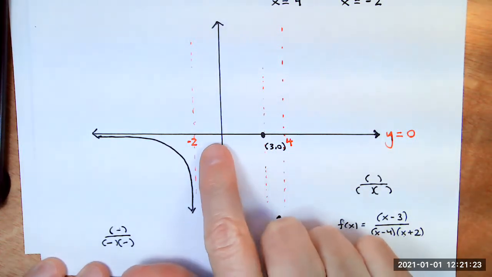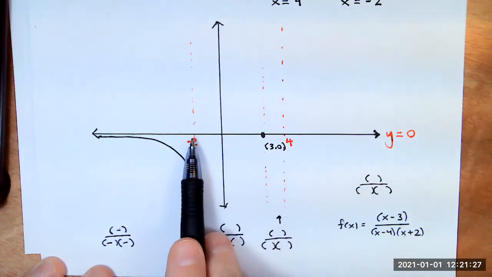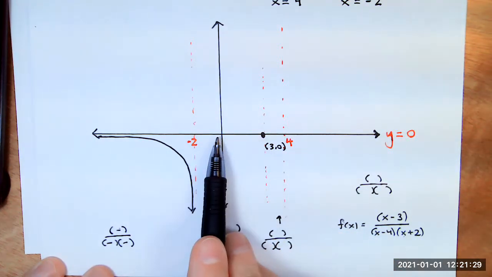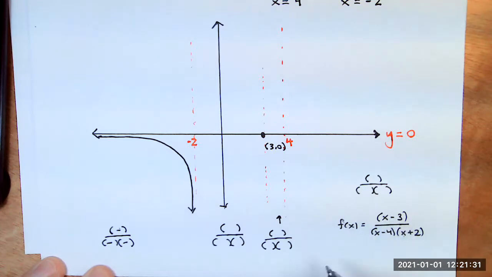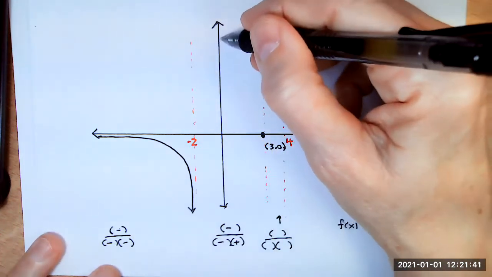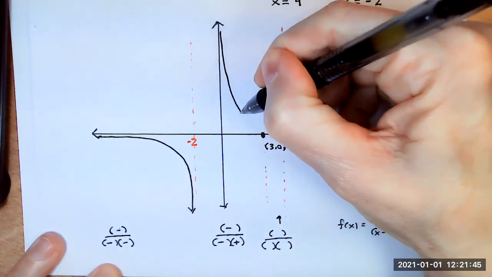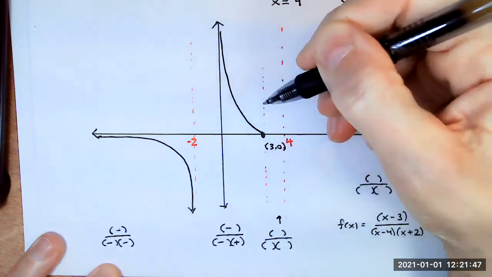All right, let's check the sign in this region. So we'll plug any number between negative 2 and 3, like 0. If I put 0 in here, it'll be negative. This will be negative. This will be positive. So the whole thing will be positive. So we have a vertical asymptote, which will go to positive infinity. And then it connects to this intercept.